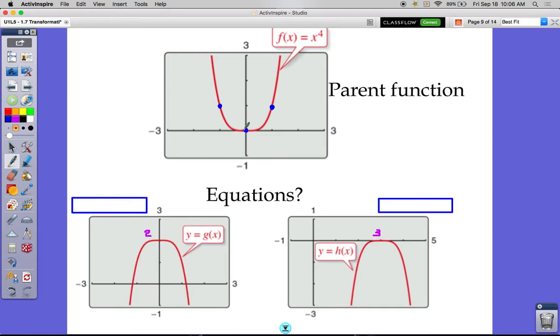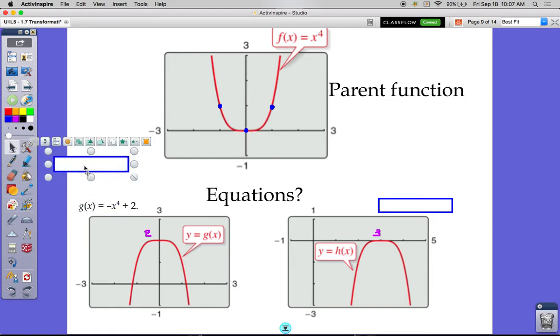On this first one, this thing looks like it moved up 2 spots, but then it also flipped upside down. So it's reflected vertically and moved up 2 spots. The moving up 2 spots is easy. That's just plus 2 on the outside. The fact that it flipped vertically means that I have to take the original and put a negative in front of it. So this becomes negative x to the 4th plus 2. So hopefully you got that right.